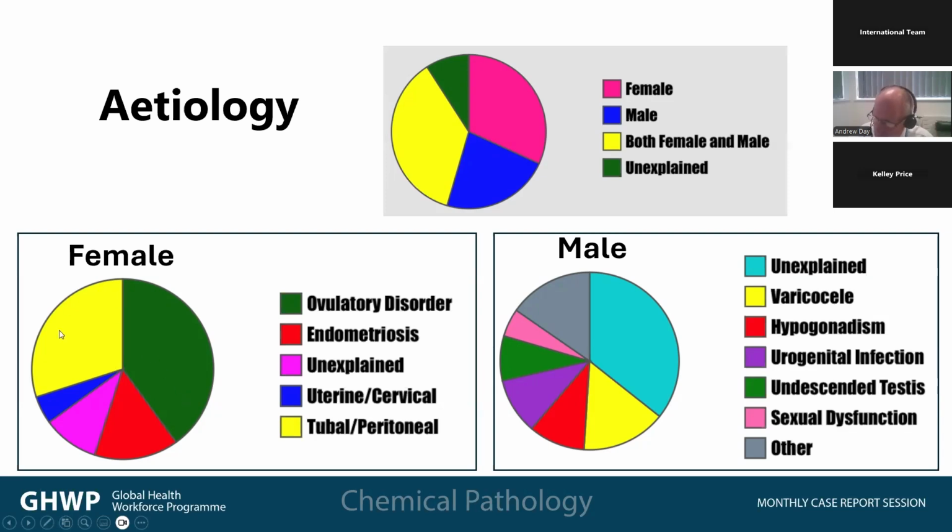Followed with mechanical causes, tubal and peritoneal disease, uterine or cervical problems, and a few are unexplained. When we move to males, on the other hand, there are quite a lot where there's no obvious explanation, and then there are these more anatomical causes like consequences of urogenital infection, undescended testes, and only a relatively small number are of a more clearly metabolic or endocrine cause causing hypogonadism.